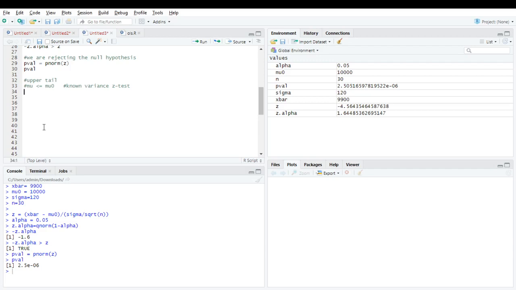Now let's say this time a different problem. Or let's do it with the same problem, and that will save your time.